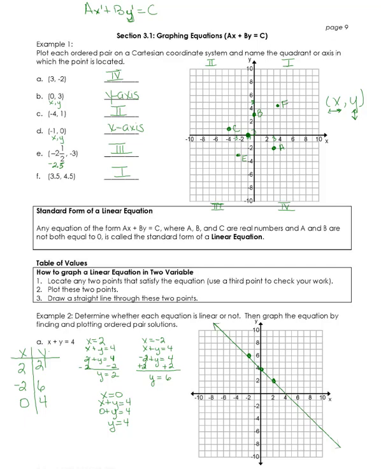Now, I was taught that we draw arrows at the end because this lets you know that this line is infinite. It doesn't stop. It keeps going. We chose 3 points, but we have plenty of other points.